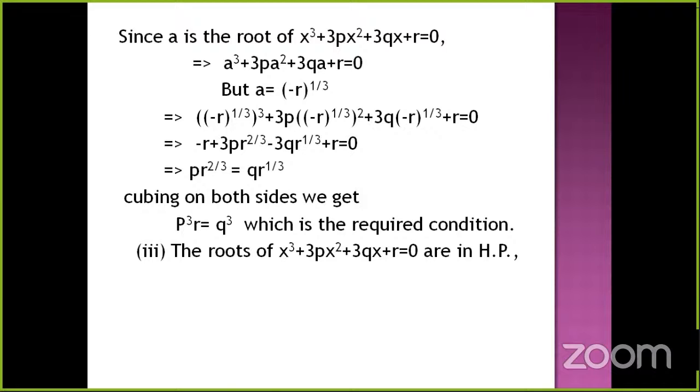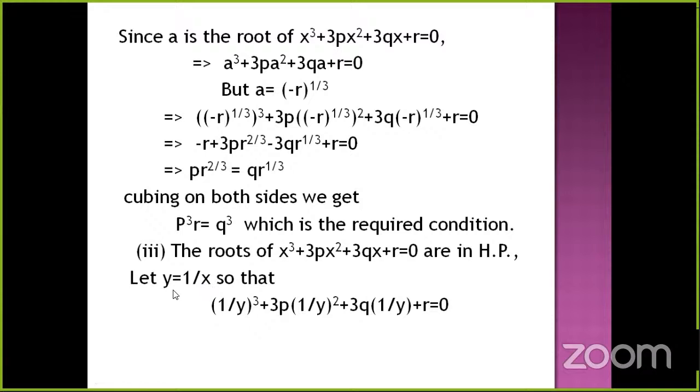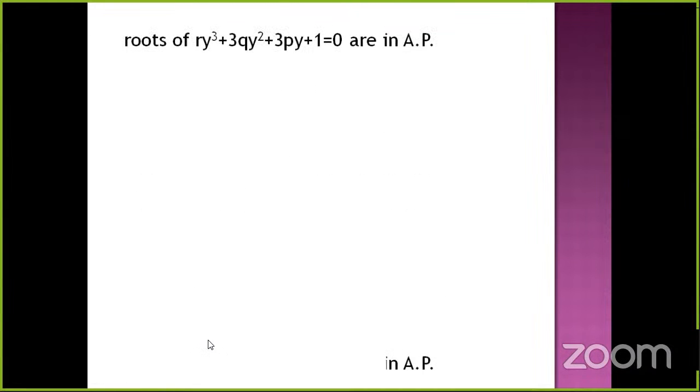Now case 3, that is if the roots are in HP. See, children, carefully see this condition. If the roots are in HP, for my convenience, we will put y is equal to 1 by x. Then from this condition, I will get x is equal to 1 by y. So substituting x value in the above equation, I will get 1 by y whole cube plus 3p into 1 by y whole square plus 3q into 1 by y plus r equal to 0. That is 1 by y cube plus 3p by y square plus 3q by y plus r equal to 0. So taking LCM y cube, I will get ry cube plus 3qy square plus 3py plus 1 equal to 0, whose roots are in AP.